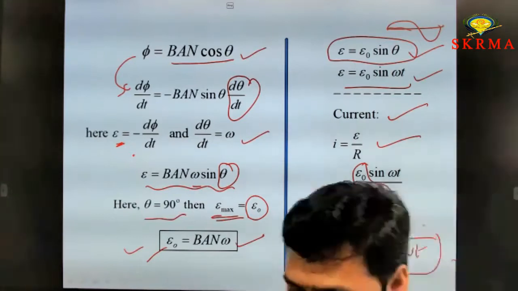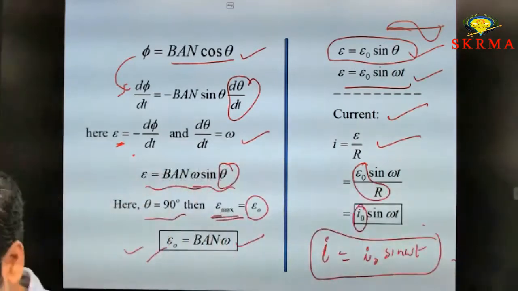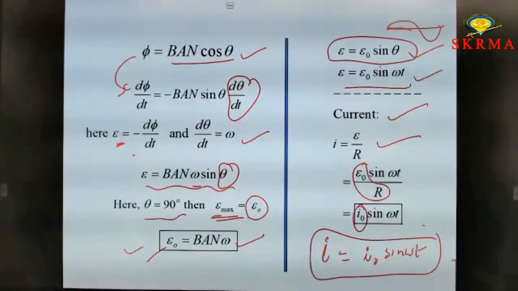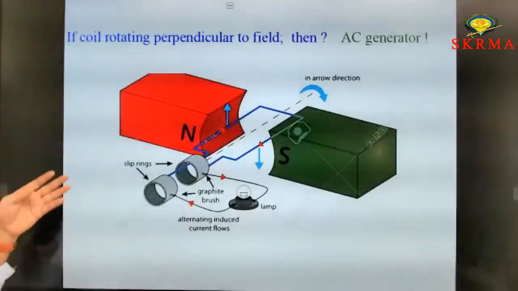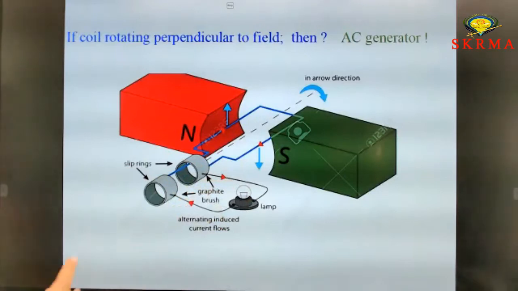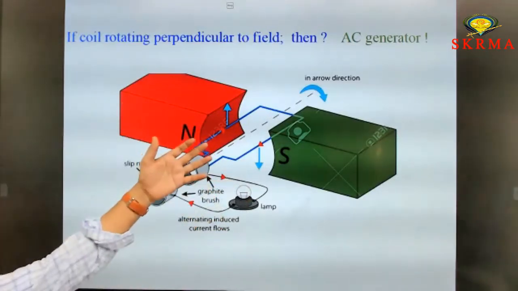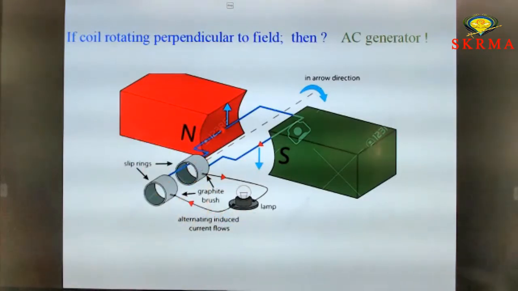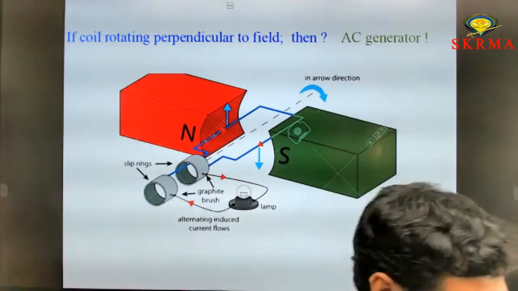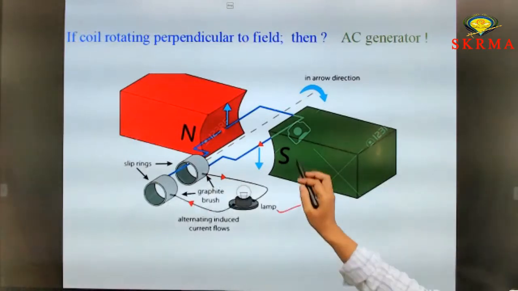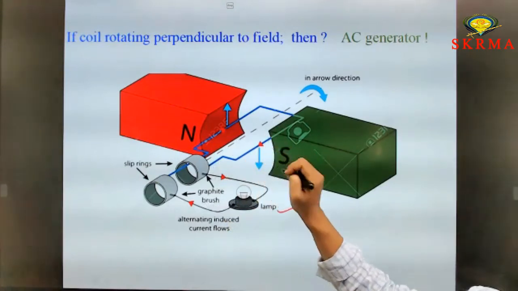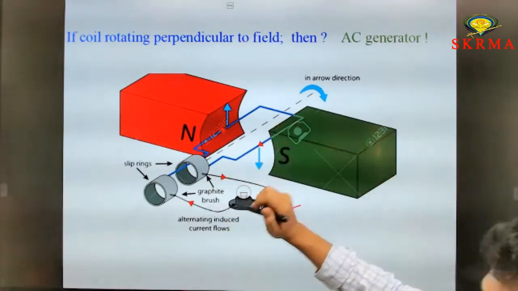AC generator is also an application of Faraday's law as well as Lenz's law. Whenever flux is passing through the coil, EMF is generated in this coil. By using that EMF, the lamp or any AC source glows up. The lamp glows by using this alternating current. This is the basic structure of the AC generator.